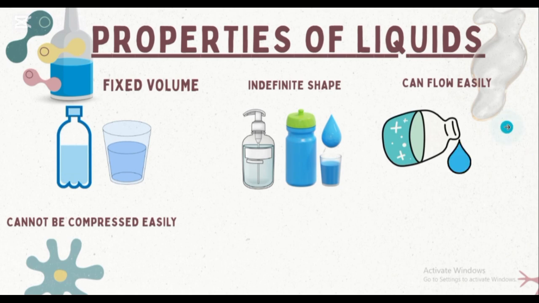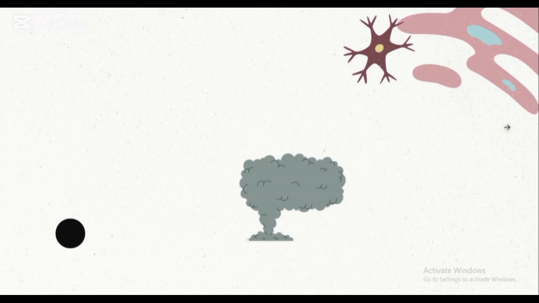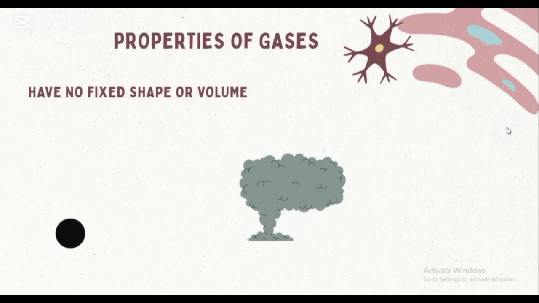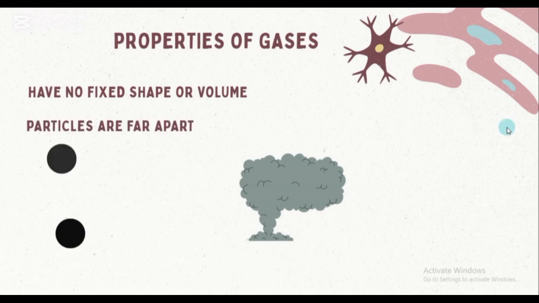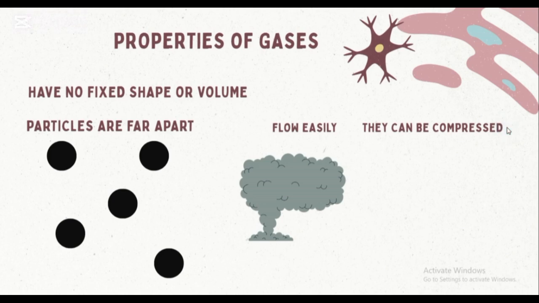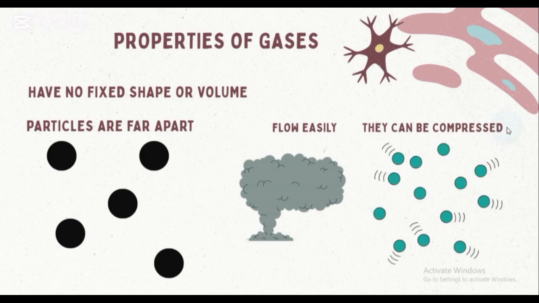For the gases, they are the opposite of solids and liquids. Their particles are further apart and hence they have no fixed volume and shape. And again, particles in gases can flow. And finally, they can be compressed.